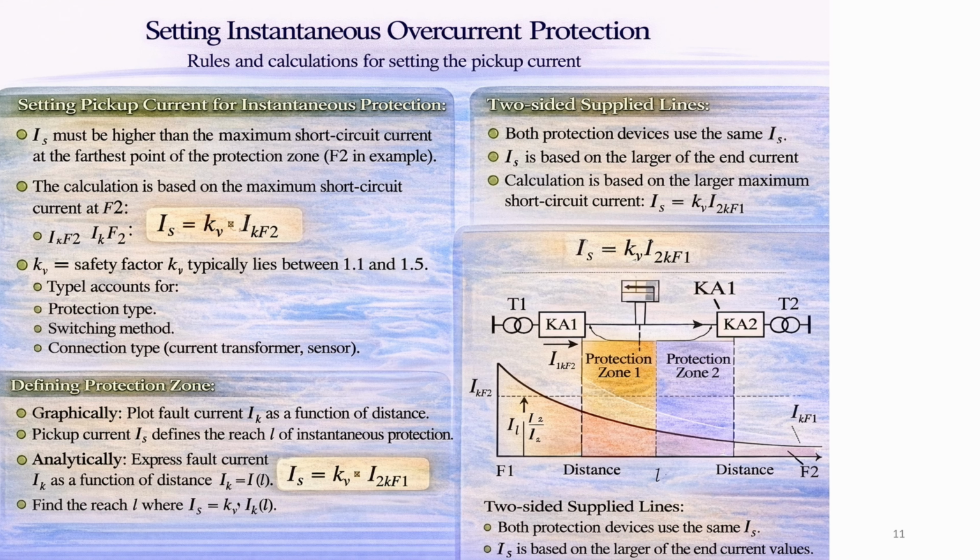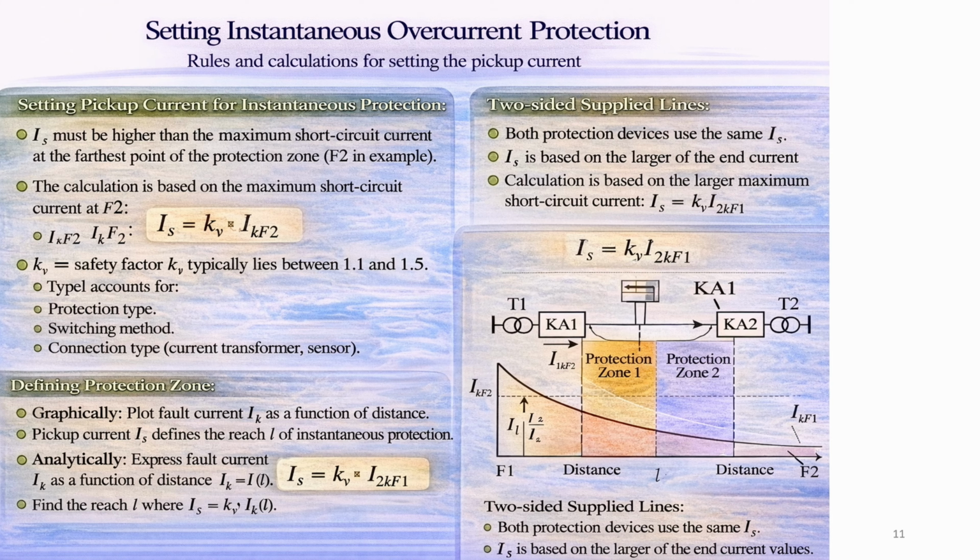Now we consider the line supplied from both ends. In a two-sided supplied line, protection devices are installed at both ends. Fault current depends on the fault location. A fault near terminal T1 produces a higher current contribution from T1. A fault near terminal T2 produces a higher current contribution from T2.